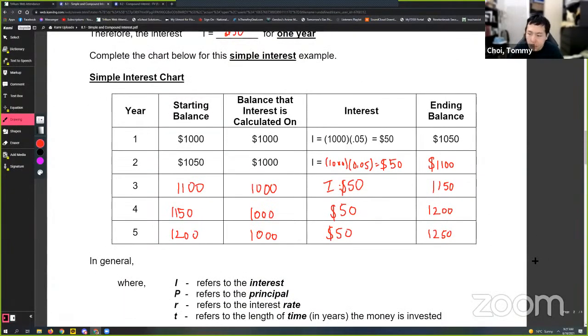Okay. So instead of doing a table of values, instead of doing a chart like this, which is a pain, now we're going to use the formula, or we're going to learn the formula.